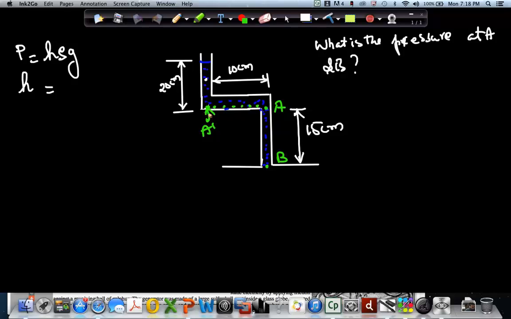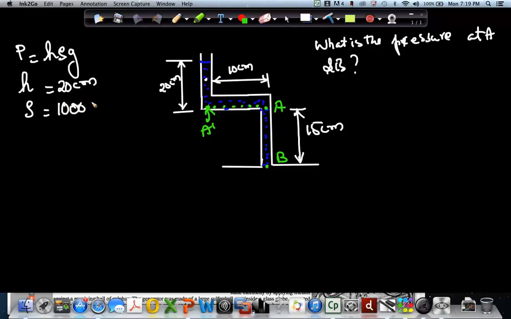So what is the pressure at A? It will be the same as at A dashed, which is H rho G. So what is H? H is 20 centimeter. Okay, let us change the color here. H is 20 centimeter. Rho is the density of water, which is mass by volume. What is the density of water? We saw it in the last problem, no?